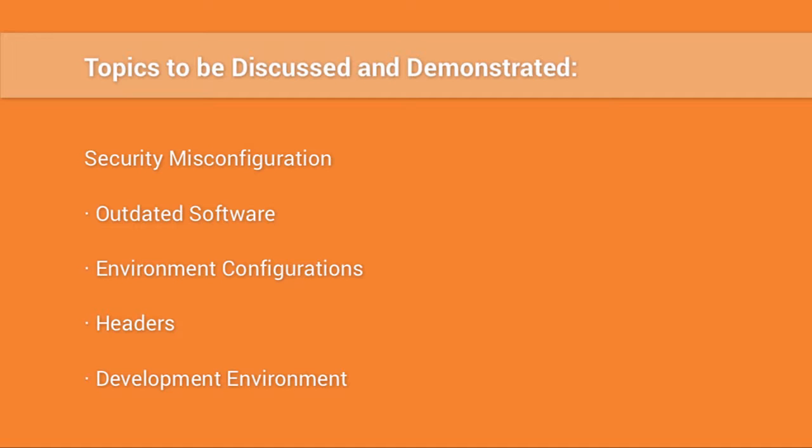Firstly, we'll cover how to detect outdated software. Next, we'll move on to common environment configuration flaws. Thirdly, we'll introduce you to secure headers if you aren't familiar. And we'll wrap up with showing you one way to keep yourself safe when developing a Rails application locally on your machine. Let's get started.